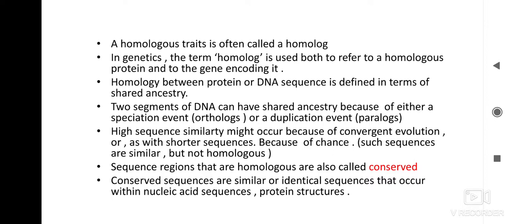High sequence similarities might occur because of convergent evolution, or as with shorter sequences because of chance. Such sequences are similar but not homologous. Sequence origins that are homologous are also called conserved. സീക്വൻസ് DNA സീക്വൻസ് ഹോമോലോഗസ് ആണെങ്കിൽ അതിനെ കൺസർവ്ഡ് എന്നാണ് പറയുന്നത്. Conserved sequences are similar or identical sequences that occur within nucleic acid sequences, protein structures.